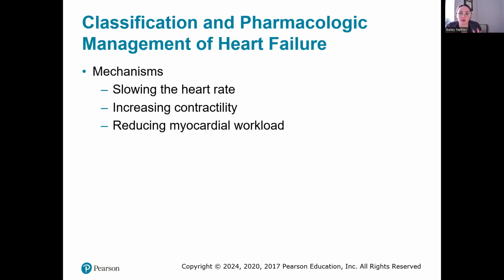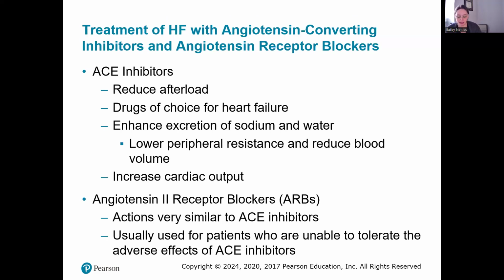All right. So there's three mechanisms of action for pharmacological management. It can slow the heart rate, increase contractility, or it reduces the workload, which helps the workload of the heart. ACE inhibitors reduce afterload. It's a drug of choice for heart failure.